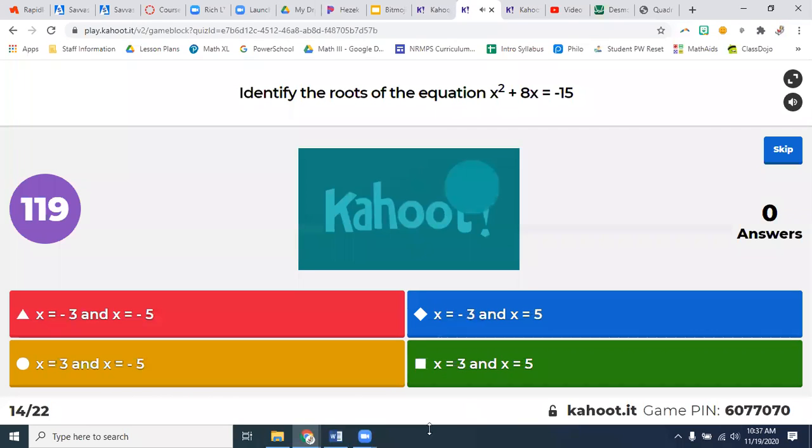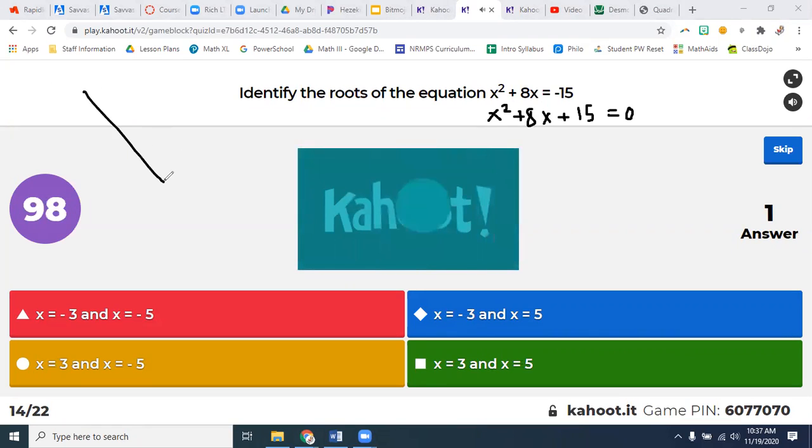In order to factor this, we need to first get it in standard form. Plus 15. This is what goes in your diamond. Let's start over. I should have started over here. It's very important to get all your terms on one side. I see a lot of students try to solve it, and everything's not in standard form. You shouldn't get that wrong. Zero.